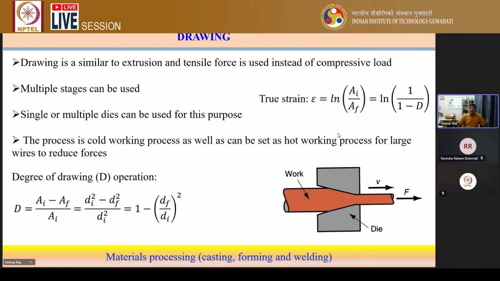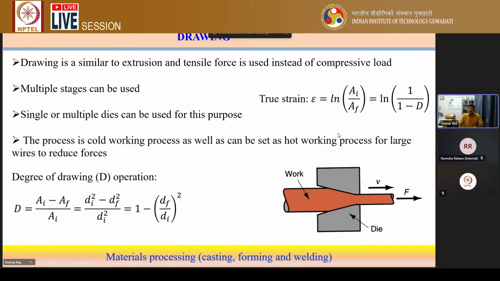Similarly, drawing is also similar to extrusion, but in this case, instead of giving a compressive force, we just pull it. That means we apply a tensile force from the front. So that is the difference from the extrusion process. Therefore, brittle material is not applicable here because brittle material is usually weak under tensile load. So in this case, we try to apply ductile material.